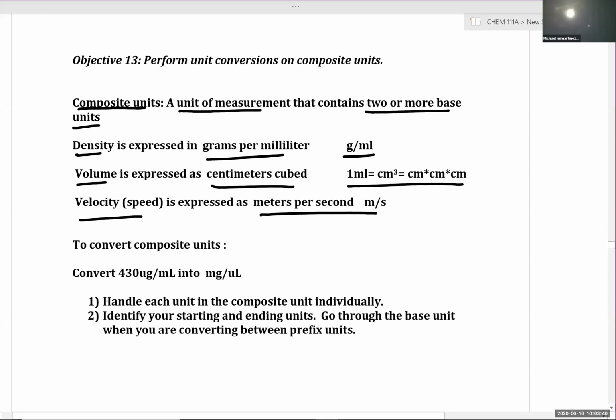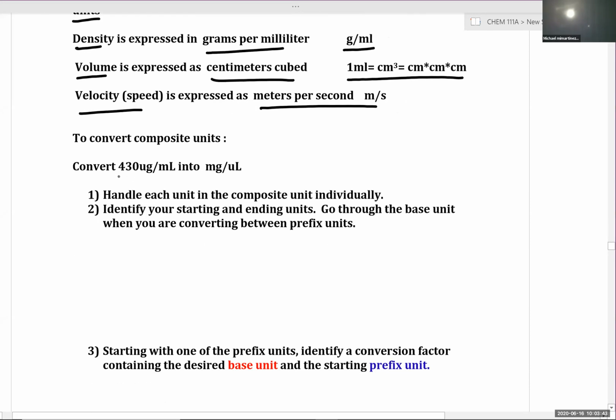To give an example, let's look at the conversion from 430 microgram per mil into milligram per microliter. The way that you deal with composite unit conversions is you handle each unit in the composite unit individually. We first have to identify our starting and ending unit for each of our components, making sure that we're going through the base unit. In this case, we have the units of microgram per milliliter, and our end goal is to go to milligram per microliter.